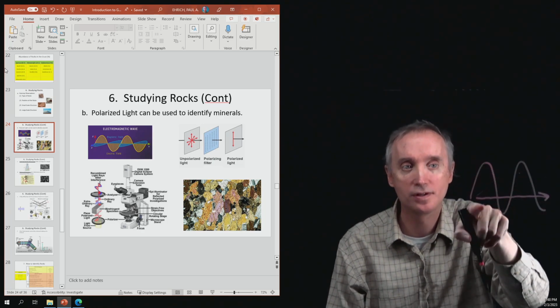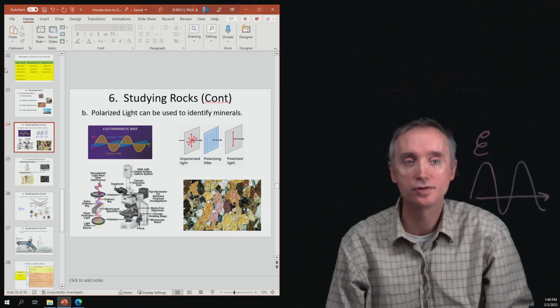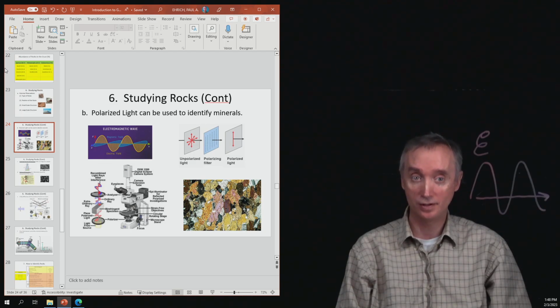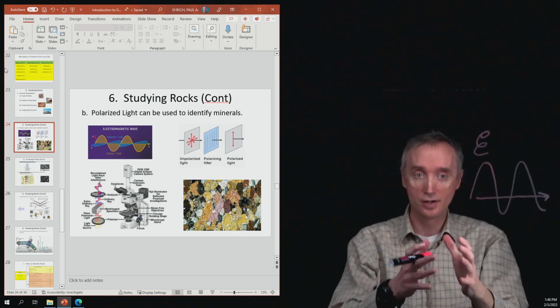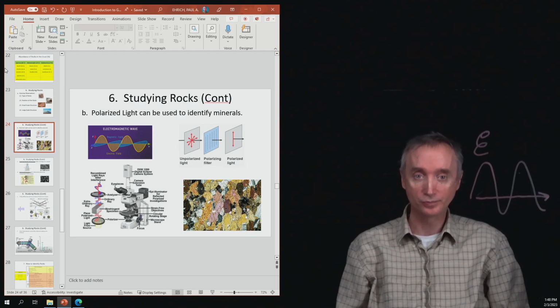And the thing that is sticking up and down is the electric field. So we're going to use the letter E to stand for the electric field. Now, the electric field is created by electricity. So any electrical charge is surrounded by this thing that we call the electric field.